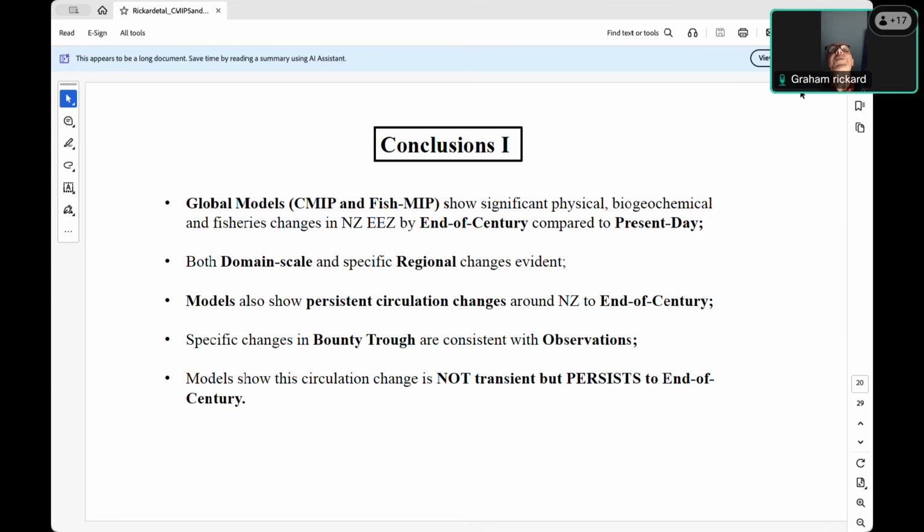And if we believe that the models are actually doing something right on the climatological scales, what they show is that these changes are not transient. They actually persist to the end of the century as far as the models are concerned. So the embedded changes that are already in the system now continue to persist. They don't just turn over and come back again.